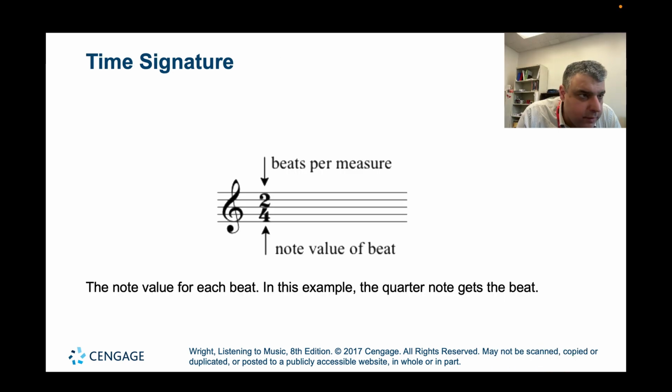When we write music, lots of times composers will add a time signature at the beginning of a piece. And this tells the musicians how the rhythm is going to operate in the piece. So if we look at a time signature, the top number is going to tell us how many beats are going to be in that measure. In this case, in 2/4, we're going to have 2 quarter notes per measure. And then the bottom number is going to tell us what note gets the beat or the pulse. So in this case, the quarter note is going to get the pulse.